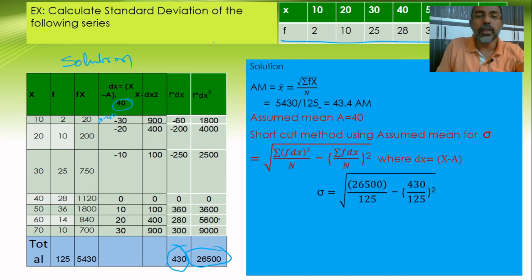Now, just for the sake of our understanding, we have calculated x bar. X bar is equal to sigma fx divided by n. Here sigma fx is 5340. 5340 divided by 125 gives 42.7, the arithmetic mean.